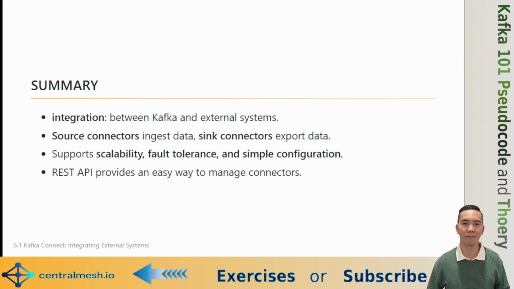Kafka Connect is all about integration. It acts as the bridge between Kafka and external systems. We have seen that there are two types of connectors: source connectors, which bring data into Kafka, and sink connectors, which send data out to other systems. It's built for scalability and fault tolerance, making it reliable for production use. And despite its power, the configuration is actually pretty simple. On top of that, the REST API makes it easy to manage connectors. With these tools, we can move data efficiently, scale as needed, and keep everything running smoothly.